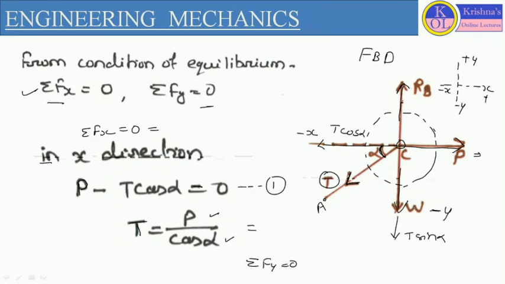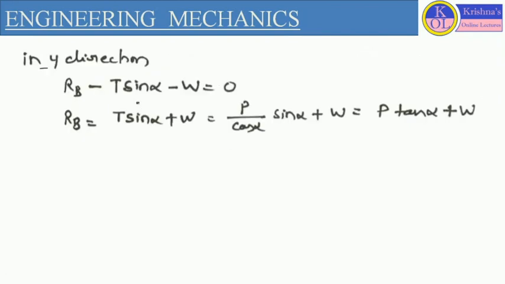Another force is RB, which is acting in positive y direction. And the third force is T, so here we have to define the y component of T. It is acting in vertically downward direction, so it is also acting in minus y direction. So it will be minus W minus T sin alpha, and this RB will be positive. So our equation will be RB minus T sin alpha minus W equals 0. And we will solve this term.